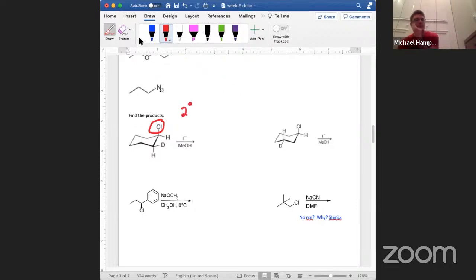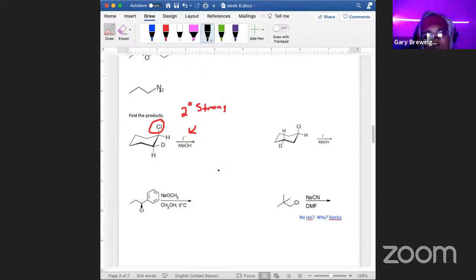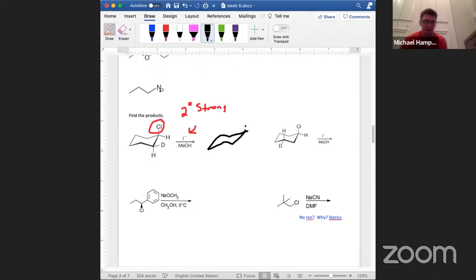Now, given that it's secondary, we got to look at the nucleophile. Is that strong or weak? What was that rule of thumb I said before? Strong. It's strong. So secondary and strong gives you what type of reaction? Then just look at that chart. SN2 reaction. Yep. So you have your chair. Everything stays the same. It's just that Cl gets replaced with an I.